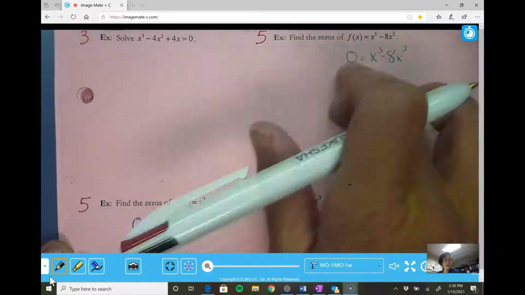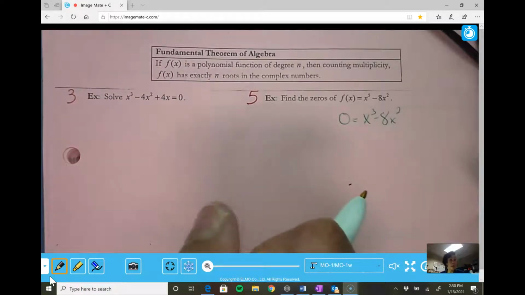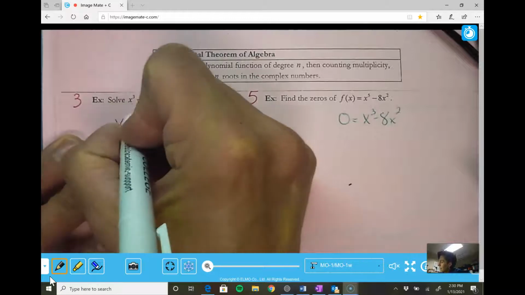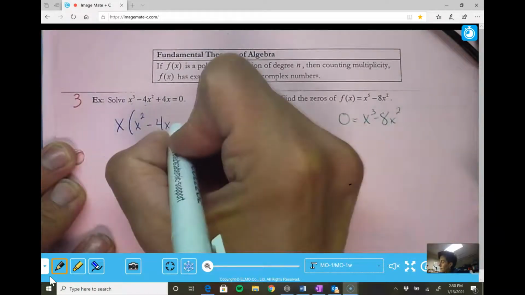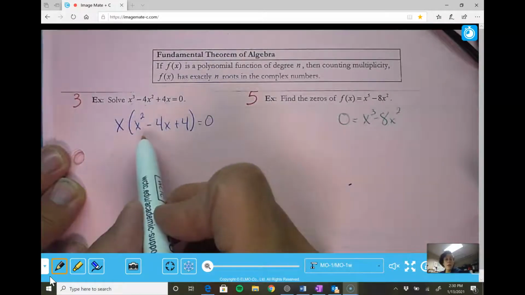We're going to go in this pattern here. In the first one, when I solve, the first step for all solving or factoring is a GCF. When I look, I can factor an x out of all of these, and then I'm left with x squared, a 4x, and a 4. Once you have your GCF, you want to factor more.